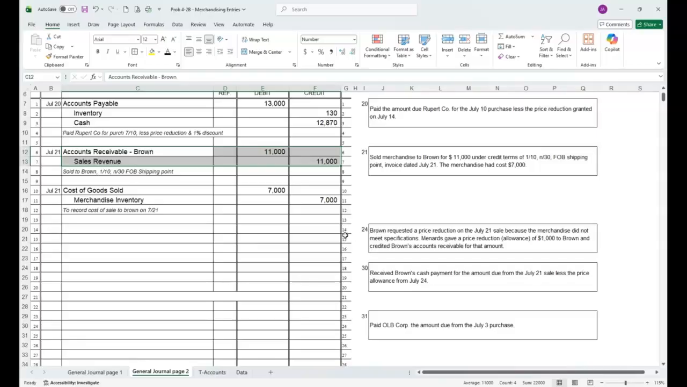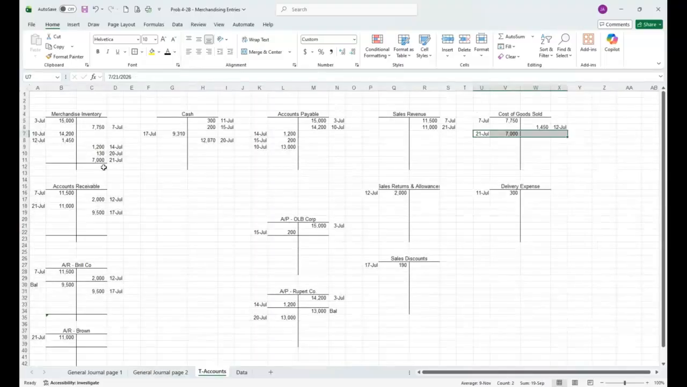Brown requested a price reduction on the sale from the 21st. This sale we just did, they requested a price reduction because it didn't meet specifications. So we gave them a price reduction of $1,000. We just allowed them the difference. We didn't take any inventory back. So it's going to be a debit to sales returns and allowances and a credit to accounts receivable Brown.